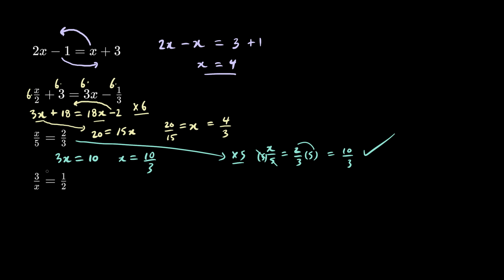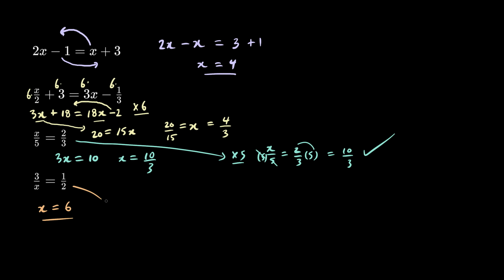Now what about this question here? 3 over x equals 1/2. Again, we can cross multiply. X times 1 is simply x, and 3 times 2 is 6, and there's your answer.